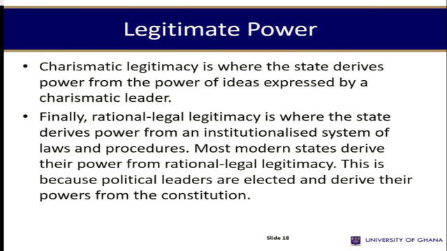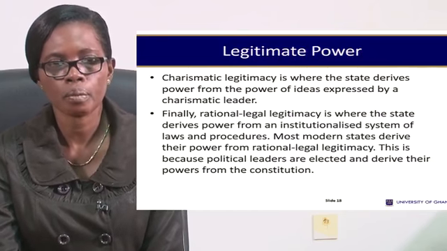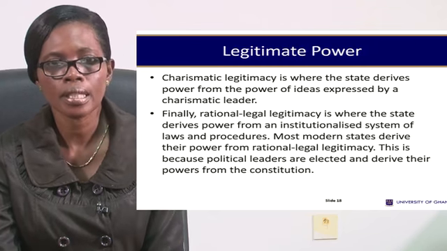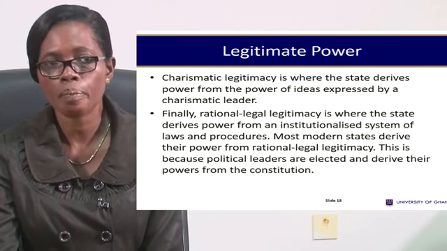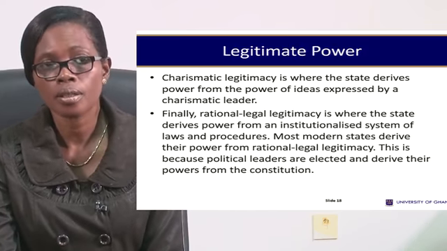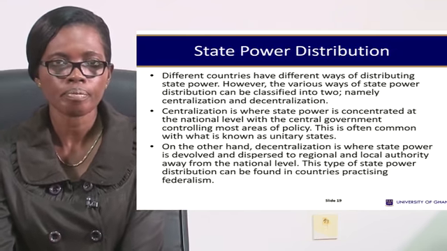Finally, rational legal legitimacy is where the state derives power from an institutionalized system of laws and procedures. Most modern states, we must note, derive their power from this kind of legitimacy, rational legal legitimacy. This is because political leaders are elected and derive their powers from the Constitution, which is normally the highest law of the land.